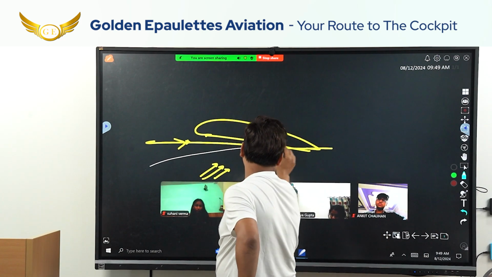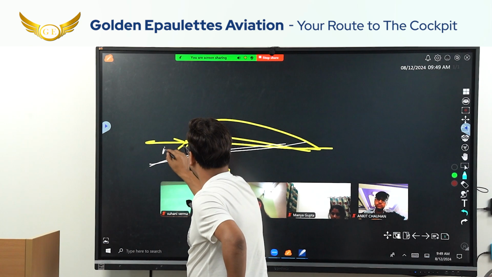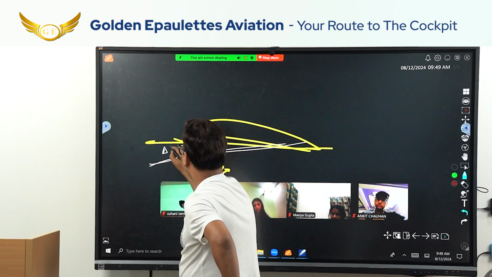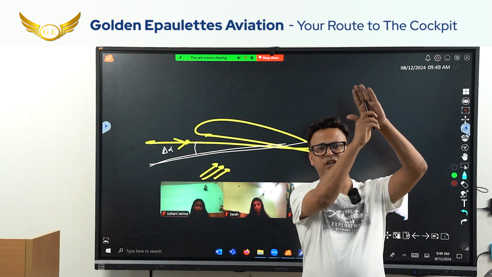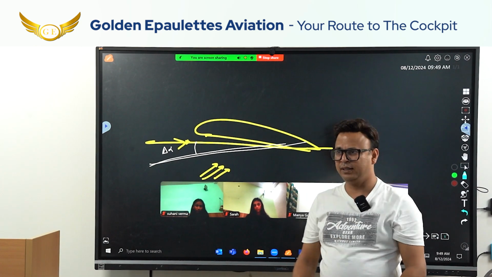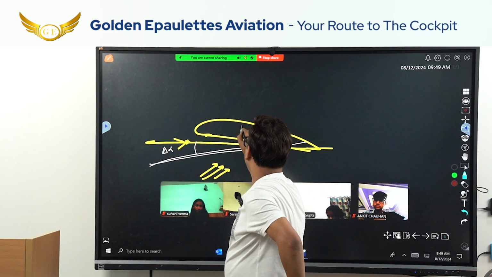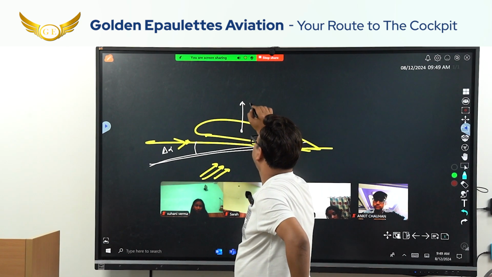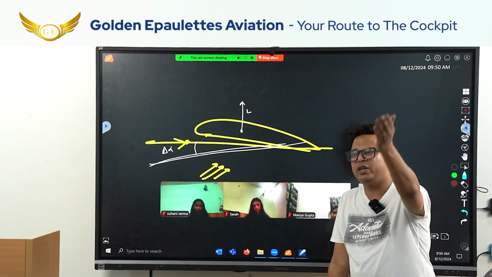When that vertical gust hits you, your angle of attack changes by this, let's say, delta angle of attack. This much your angle of attack has changed because of this vertical gust. If you assume the CP is here, lift acts at the CP. CP is the point where lift acts, but this point keeps changing.